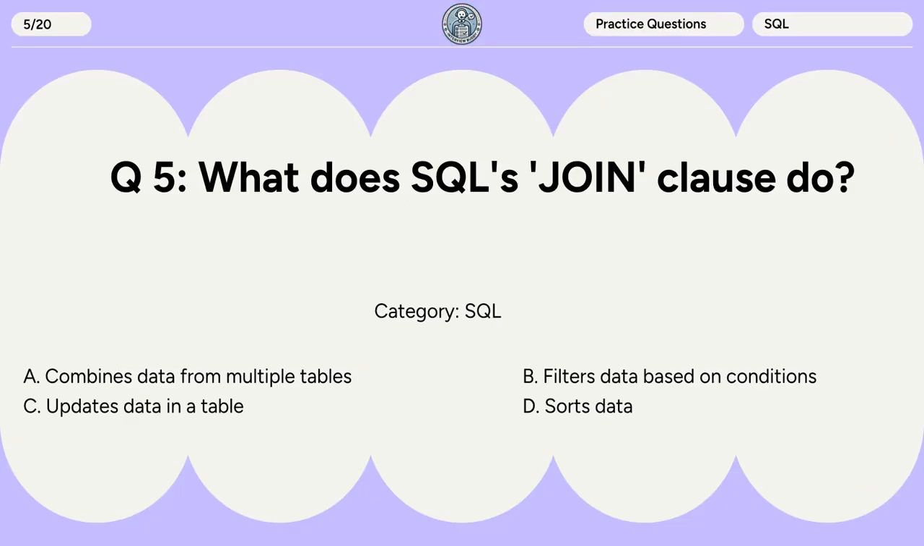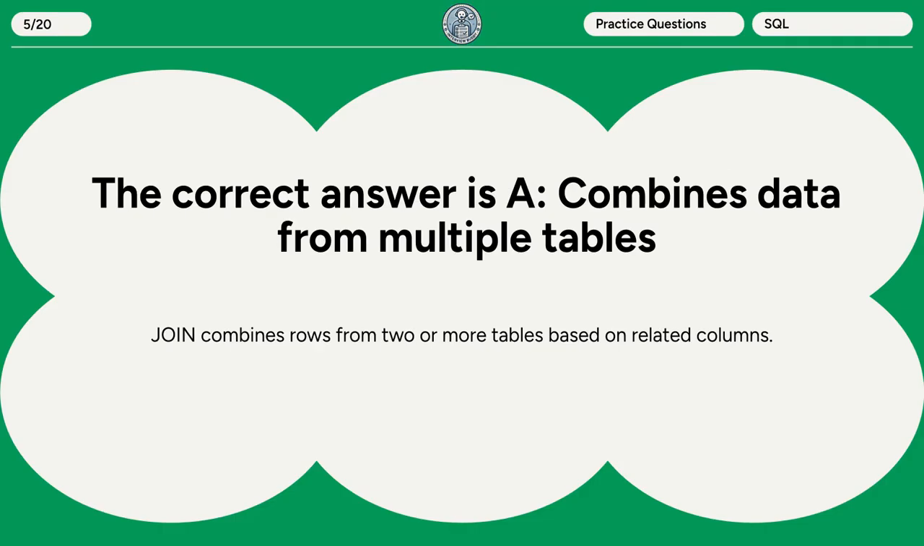Question 5. What does SQL's join clause do? A. Combines data from multiple tables. B. Filters data based on conditions. C. Updates data in a table. D. Sorts data. The correct answer is A. Combines data from multiple tables. Join combines rows from two or more tables based on related columns.